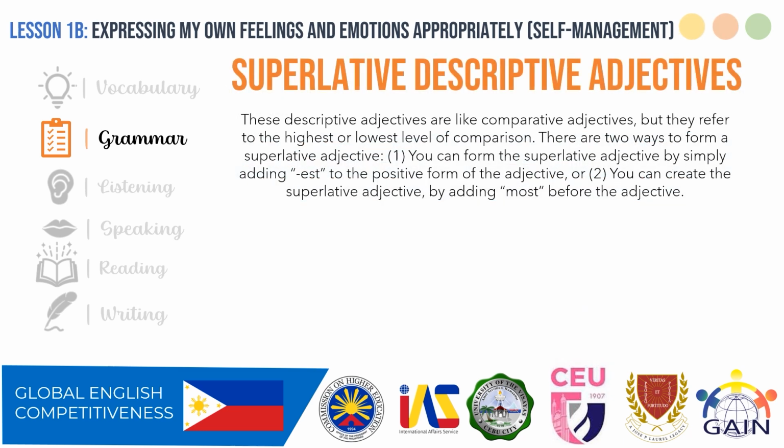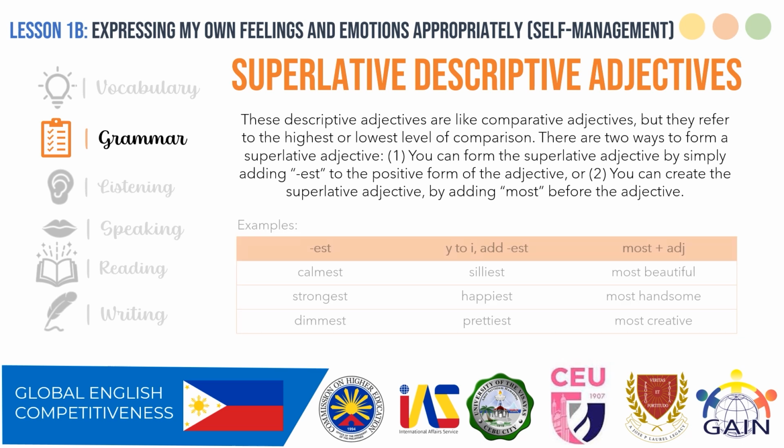Let's continue with our second grammar point, superlative descriptive adjectives. These descriptive adjectives are like comparative adjectives, but they refer to the highest or lowest level of comparison. There are 2 ways to form a superlative adjective. 1, you can form the superlative adjective by simply adding est to the positive form of the adjective, or you can create the superlative adjective by adding most before the main adjective.